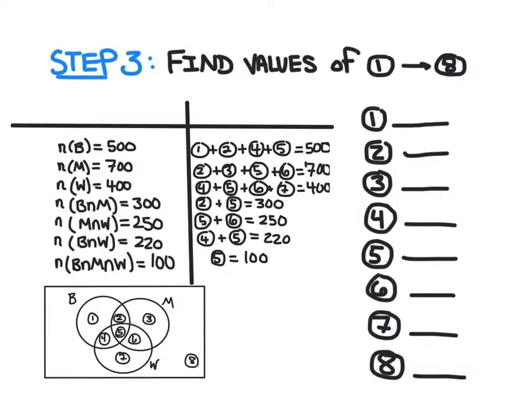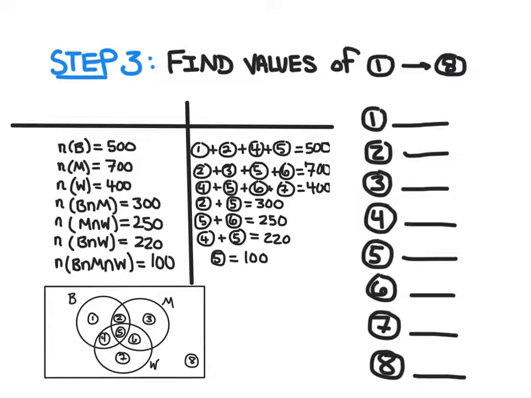B intersect M is where B intersects M, and that's the regions 2 and 5. M intersect W is the regions 5 and 6. That's where M and W intersect. And likewise for the rest of these. But the key here is that B intersect M intersect W is really just the middle. So that number 5 is equal to 100.